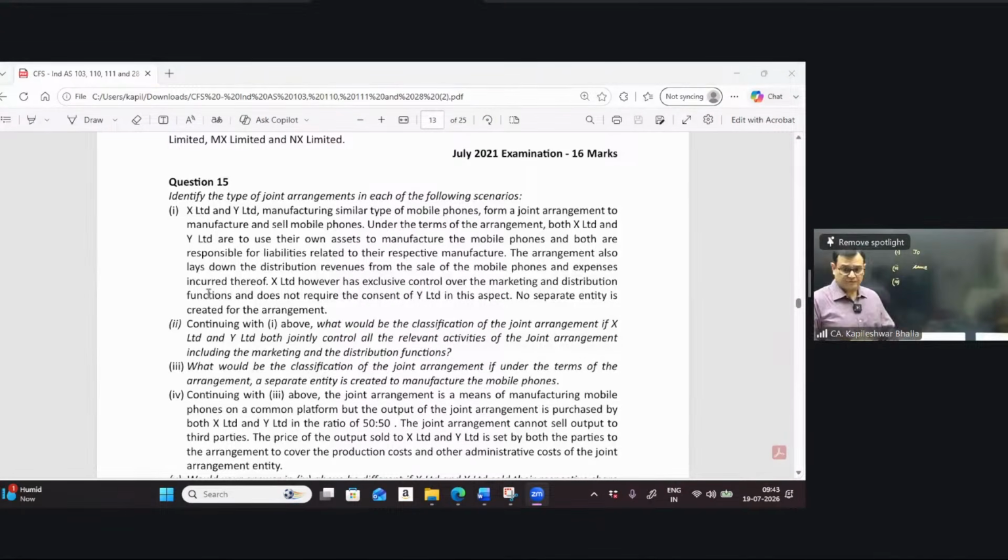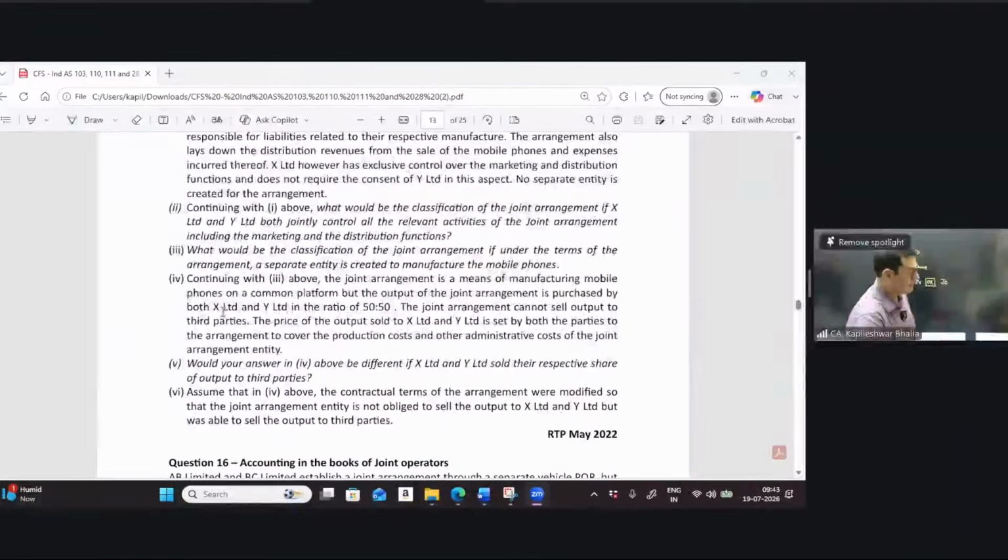The third one is that if they create a separate entity, it can be a JV or a JO, so we need to evaluate the facts. Then in point number 4, when it says that they have no external sales, etc., it becomes a JO. Then in terms of point number 5, if they are able to sell it to the outsiders, it still remains a JO. And I guess in terms of point number 6, it will become a JV.